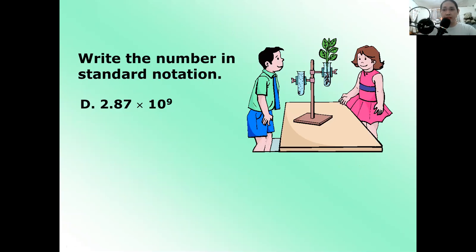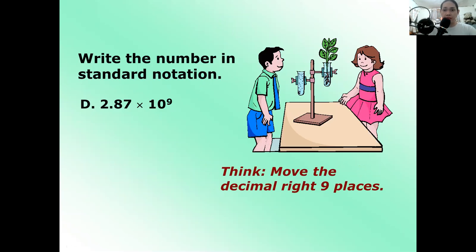Write the number in standard notation. 2.87 times 10 to the power of 9. So the exponent is positive. Try to think about this one. Move the decimal right 9 places. Going to the right 9 places, we can start from the decimal point between 2 and 8. So count 9 places going to the right. So it gives us 2,870,000,000.